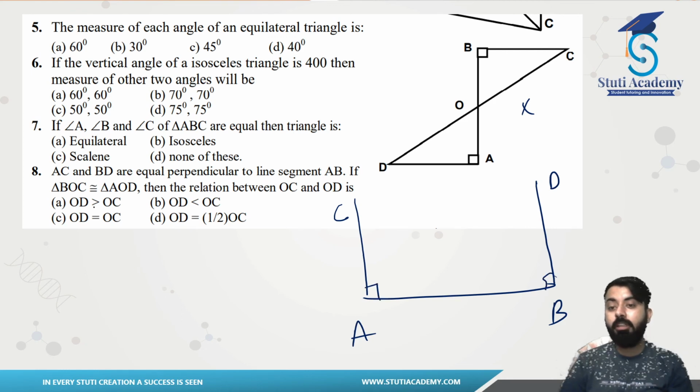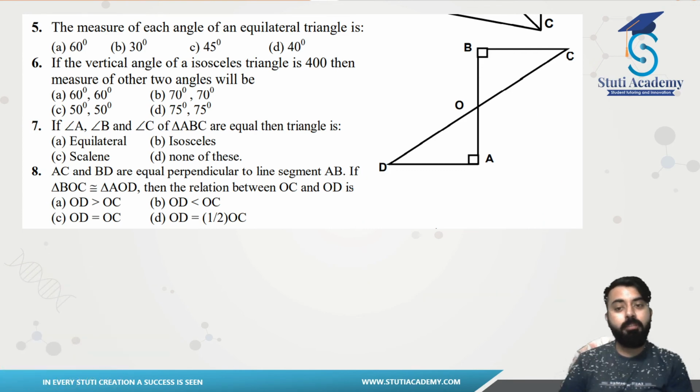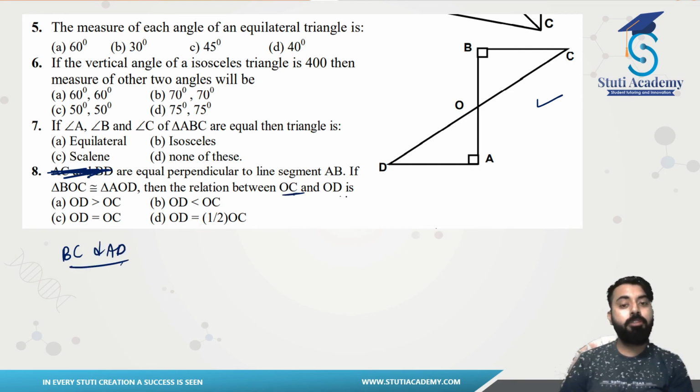If triangle BOC, let's say if I join this one, actually, yeah, I got that. This is a different case. AC and BD are equal perpendiculars. That is not the case. This is wrong here. The figure is this one. The perpendiculars are these, BC and AD. Then you have to find out the relation between OC and OD. You have to find the relation between these two.